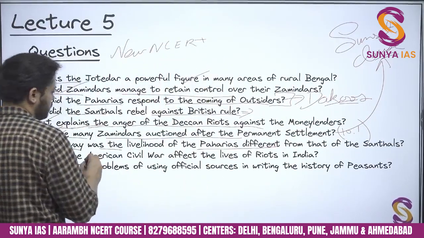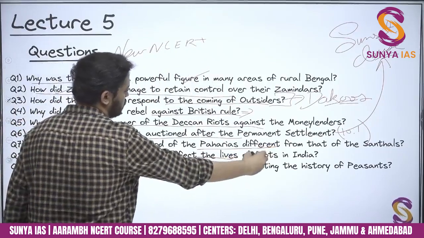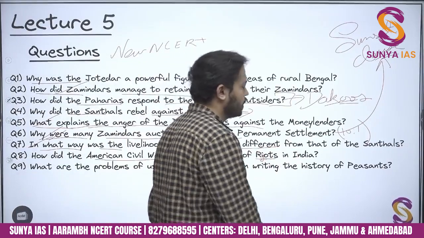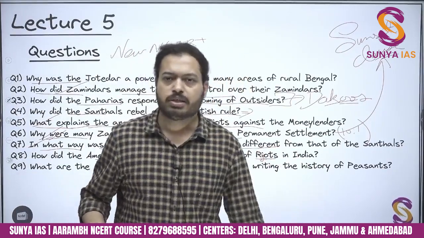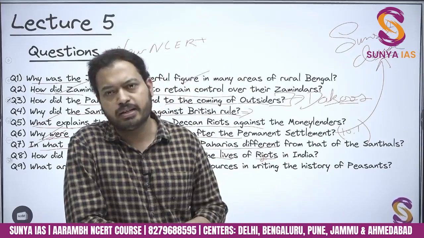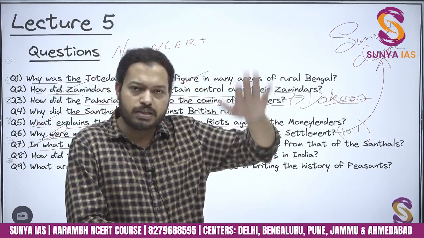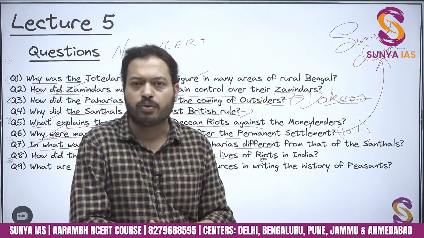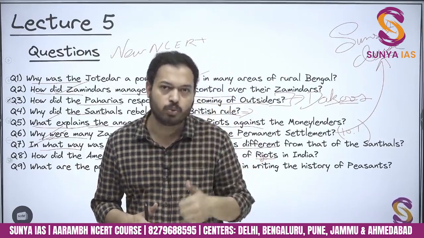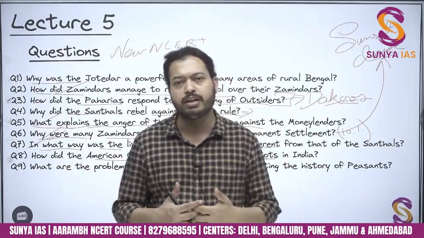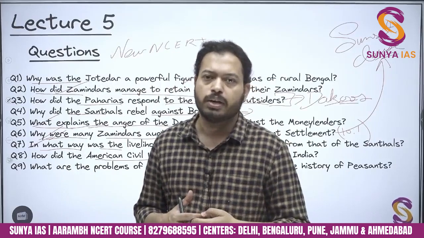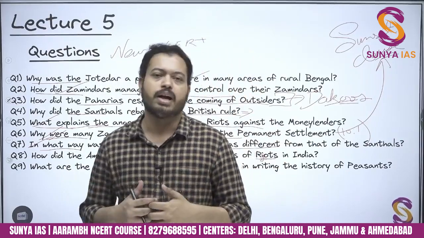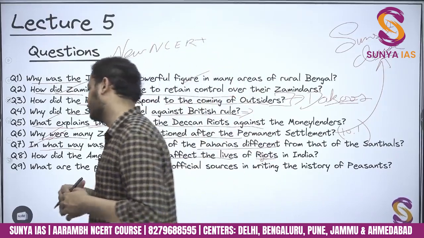How did the American Civil War affect the lives of the ryots? R-Y-O-T. Please don't write riots. Ryots in India. Okay. I explained this during the Deccan agrarian crisis: how the prices of cotton went up and down because of the American Civil War. And since there was nobody who could keep Indian traders or Indian farmers informed, they were solely dependent on the international prices and had to get into a debt situation.